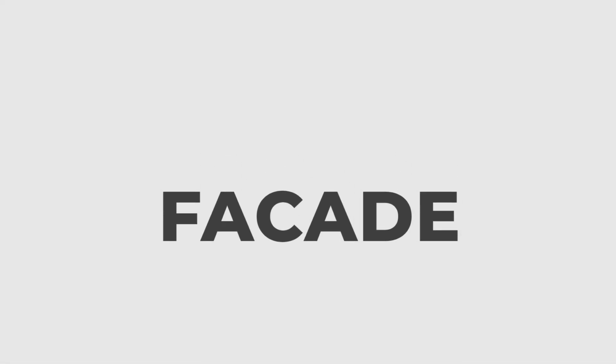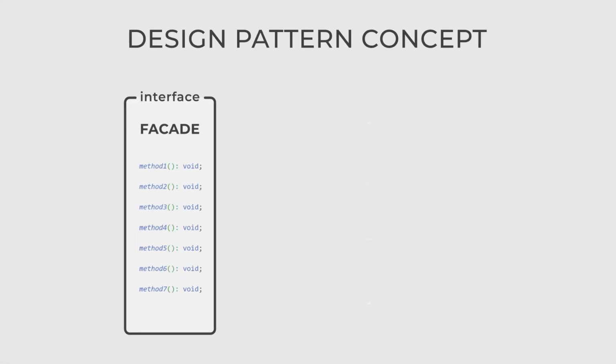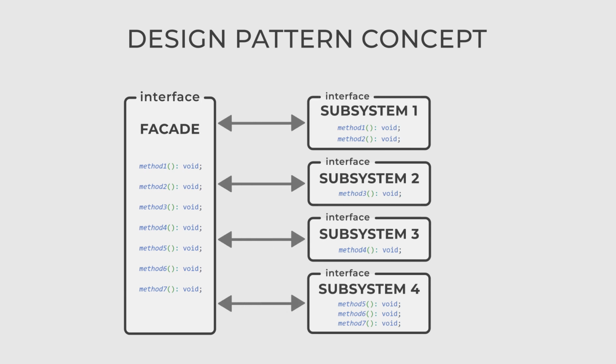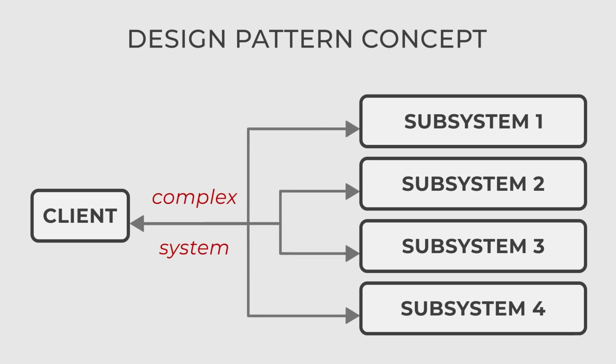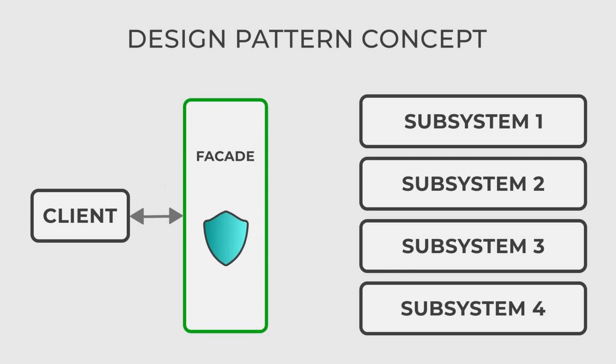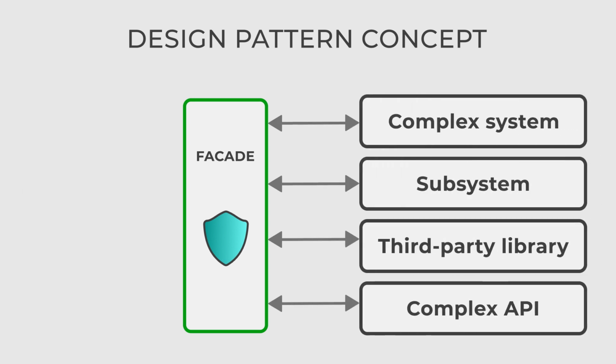The facade is a structural design pattern that provides a unified interface to a set of interfaces in a subsystem. It simplifies complex systems by offering a high-level interface that shields the client from the complexities and interactions of individual components within a subsystem. The facade pattern is especially useful when working with complex systems or third-party libraries, where a simplified interface can improve usability and hide implementation details.